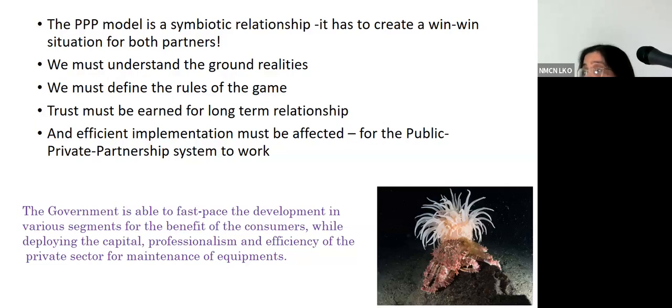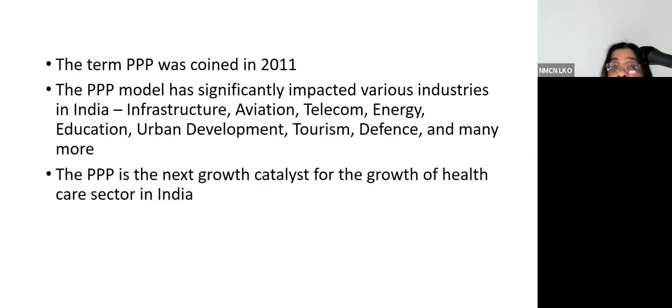I have put a slide because I'm teaching my son nowadays about adaptation in climates. So this is just hermit crab and sea anemone symbiotic relationship. Though the term was coined a bit late, the PPP model has been running years before that term was coined. The PPP model is already significantly running in different infrastructures, aviation, telecom, energy, education, urban development, tourism, defense, and many more fields. PPP is the next growth catalyst for the healthcare sector in India. And in our context, it is in diagnostics.